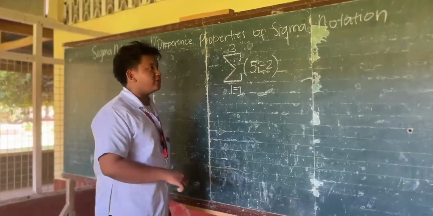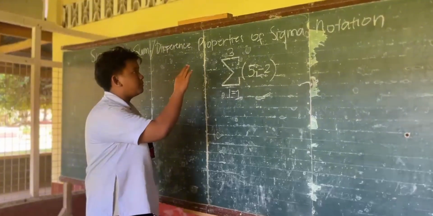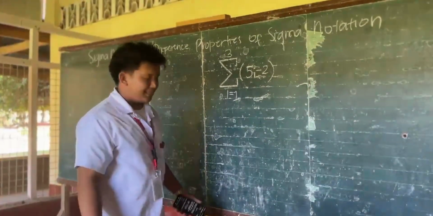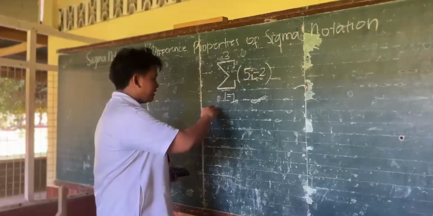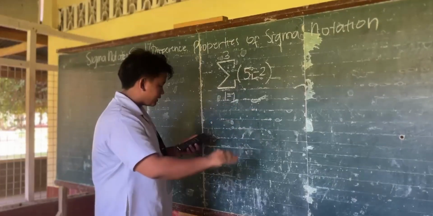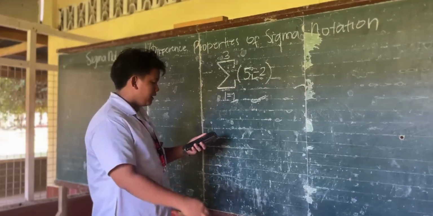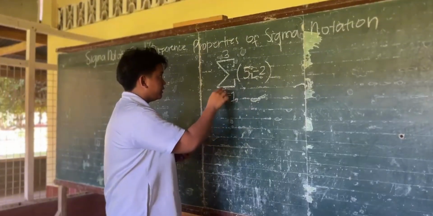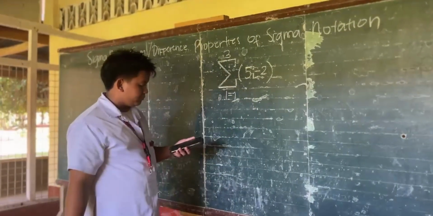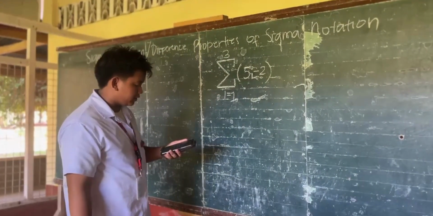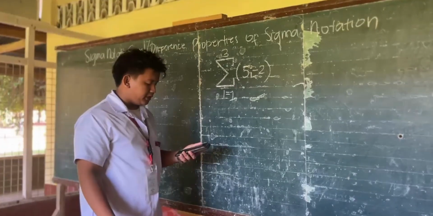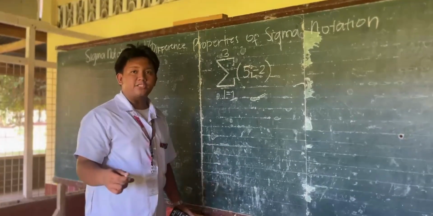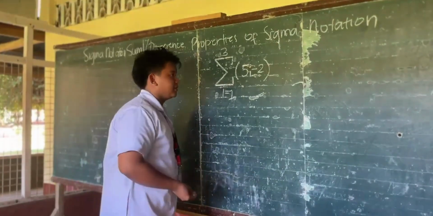Now we're going to have another example of the different properties of sigma notation. This expression asks us to find the sum of the sequence 5i minus 2 for i equals 1, 2, and 3. So the first step we're going to do is to separate the summation, to apply the difference property to split the single sum into two sums.